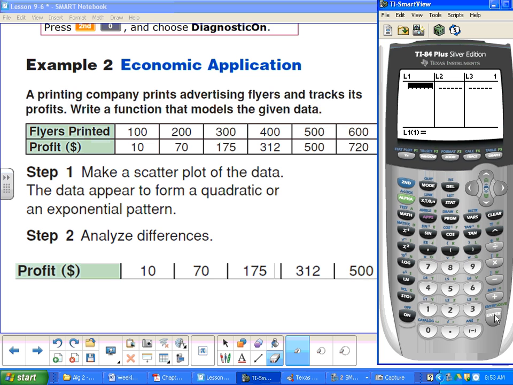So we're going to put 100 through 600, the number of flyers printed, in list 1. And then our profits are going to go in list 2.